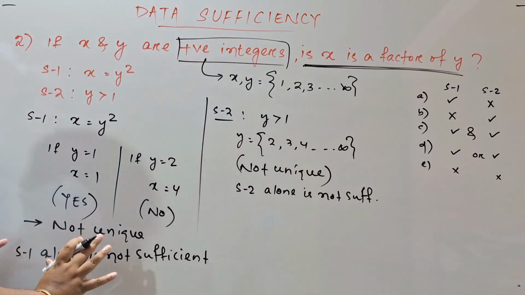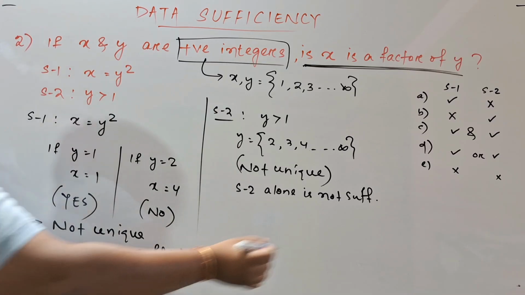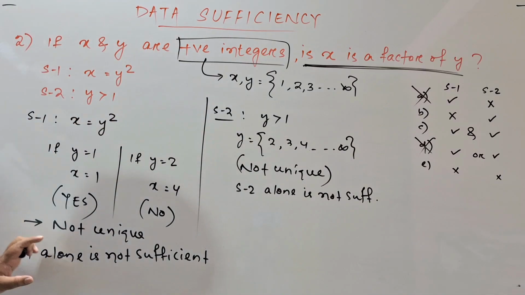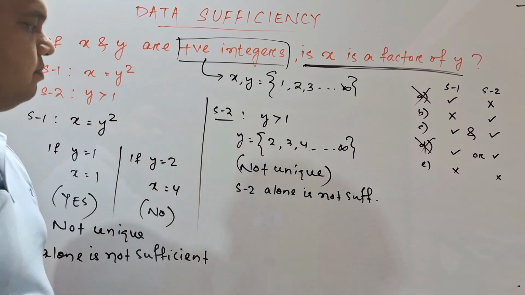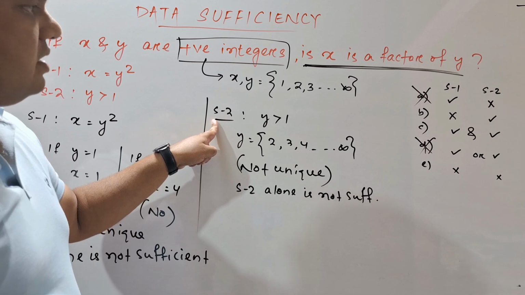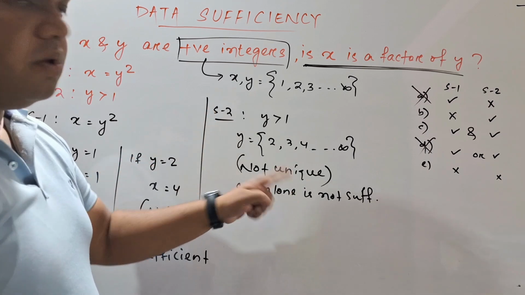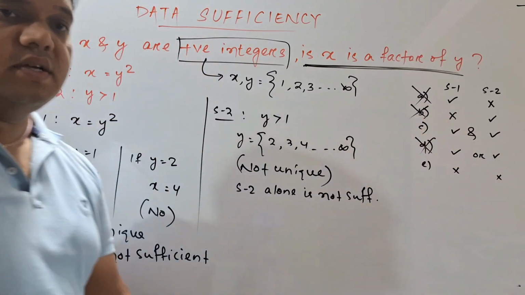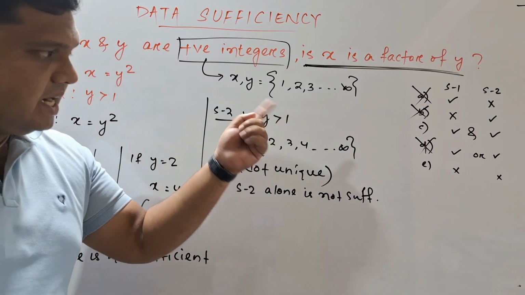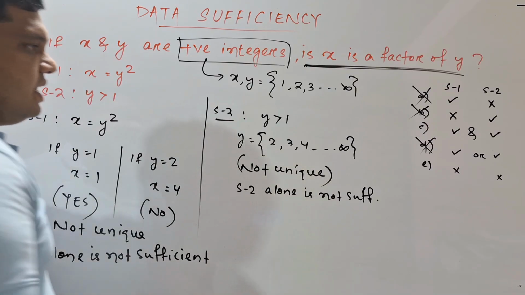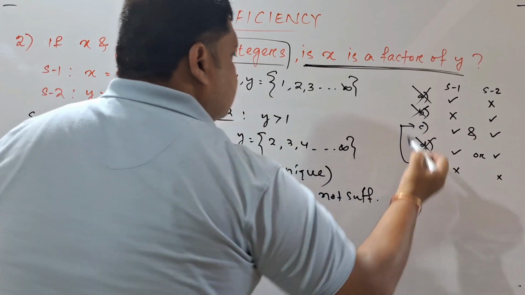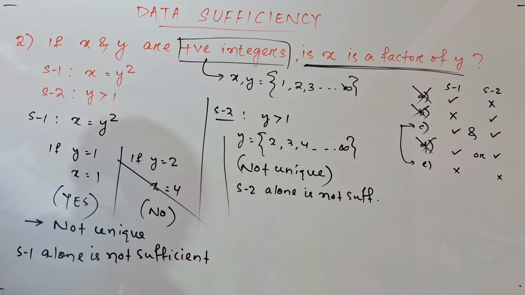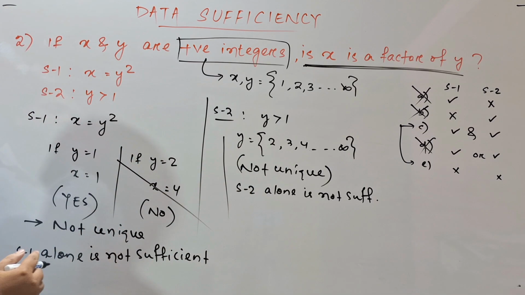Since statement 1 alone is not sufficient, you can eliminate option A and option D, using the elimination method. After evaluating statement 2, statement 2 alone is also not sufficient, so option B is also not correct and you can eliminate it. Now I have to choose between C and E. The concept now is that we have to combine both statements 1 and 2.